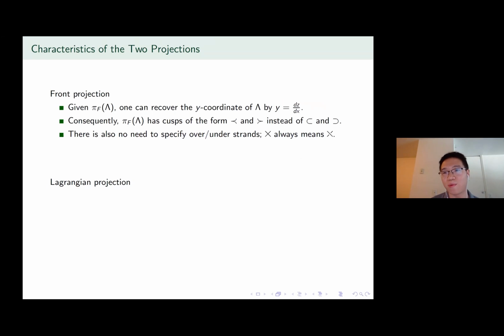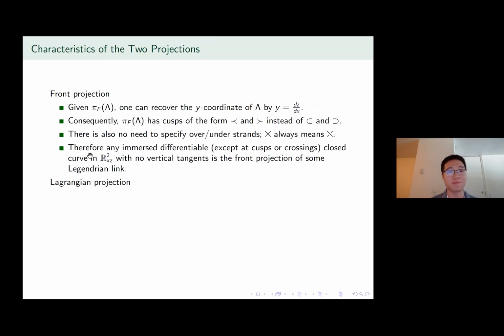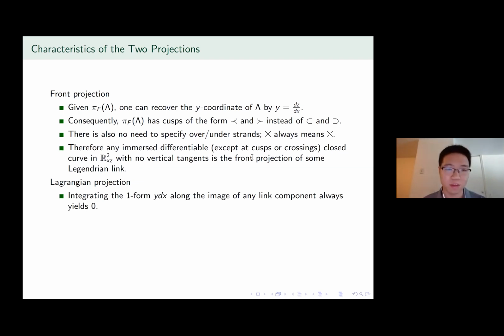So the bigger y would be deeper in the blackboard. Okay. And next, any immersed differentiable curves, except at the cusps or crossings, with no vertical tangent in front projection, is always some sort of Legendrian link. So whenever you draw a shape with no vertical tangent line and it's smooth enough, and you allow crossings and cusps, then you get a front projection. Okay. On the other hand, Lagrangian projections have stricter requirements.